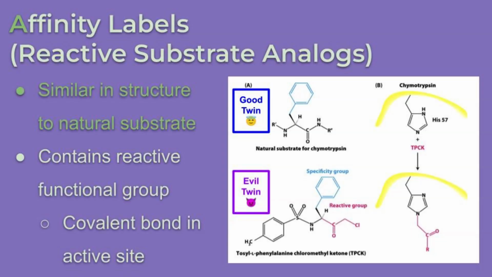Now take a look at the reactive group in red on the evil twin. The good twin doesn't have that. This reactive group, that's the reactive functional group that's going to make a covalent bond with the amino acid residue, in this case the histidine residue, in the active site of chymotrypsin. So when this functional group gets attached to this residue, that's the label. This effectively, quote unquote, labels that particular enzyme and renders it inactive. And because we've got this strong covalent bond, it's permanently inactive.